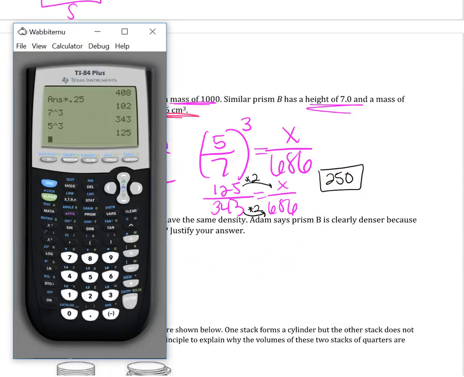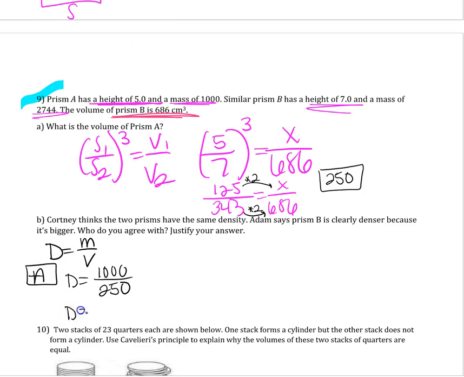So 1,000 divided by 250 is 4. I don't have any units here, so I guess it's units per units. I guess it was in terms of centimeters. I probably could have done a better job with the units on this problem. We'll just say the density is 4 for right now.